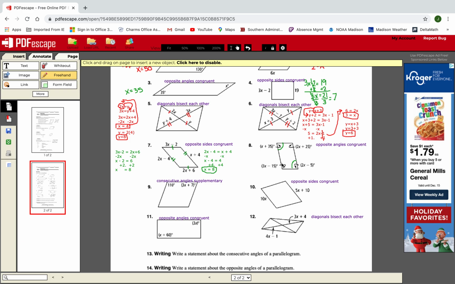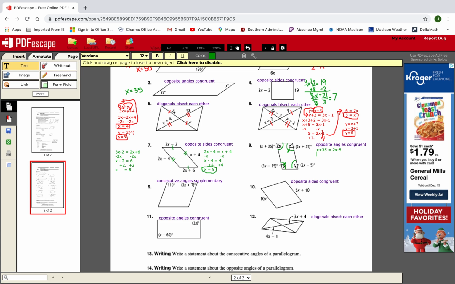And then I know that these other angles are going to be congruent to each other. So I know that this angle, 3x minus 15, is going to equal this angle, 2x plus 25. I put different markings on each of the pairs to show how that's going to work out. Okay, to show you're matching up the same symbols. Okay, so I know that x plus 35 equals 2x minus 5.